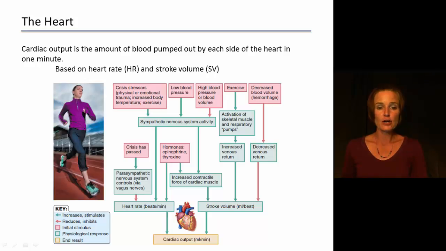This is affected by stressors, so physical stress, emotional stress, things like exercise, and body temperature. Our blood pressure certainly affects this, and there are a number of things that can affect our blood pressure. We can have some effects from blood volume decreases if we have a hemorrhage or a leak someplace. There are hormones involved. So notice that there are a lot of different things that go into controlling the cardiac output, so the heart rate and also the stroke volume.